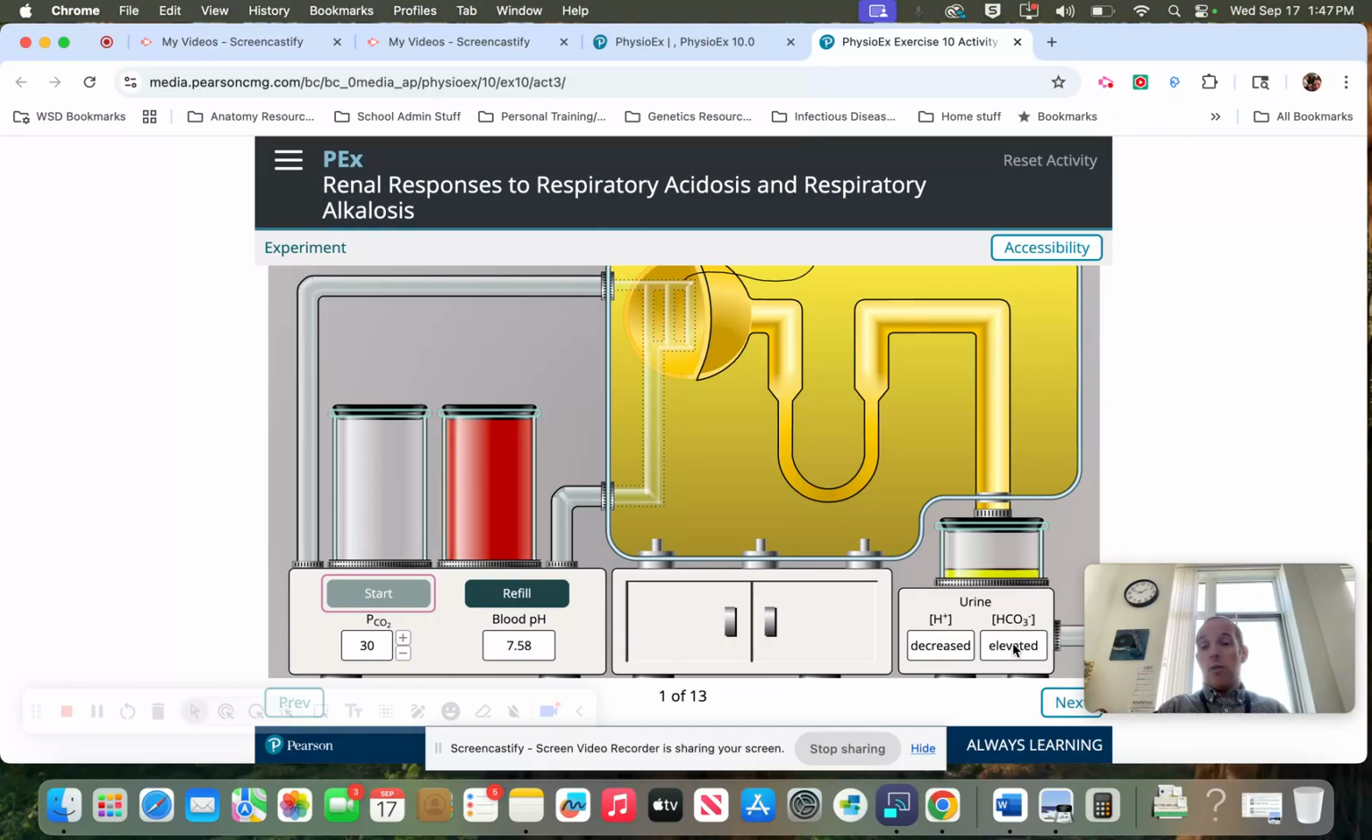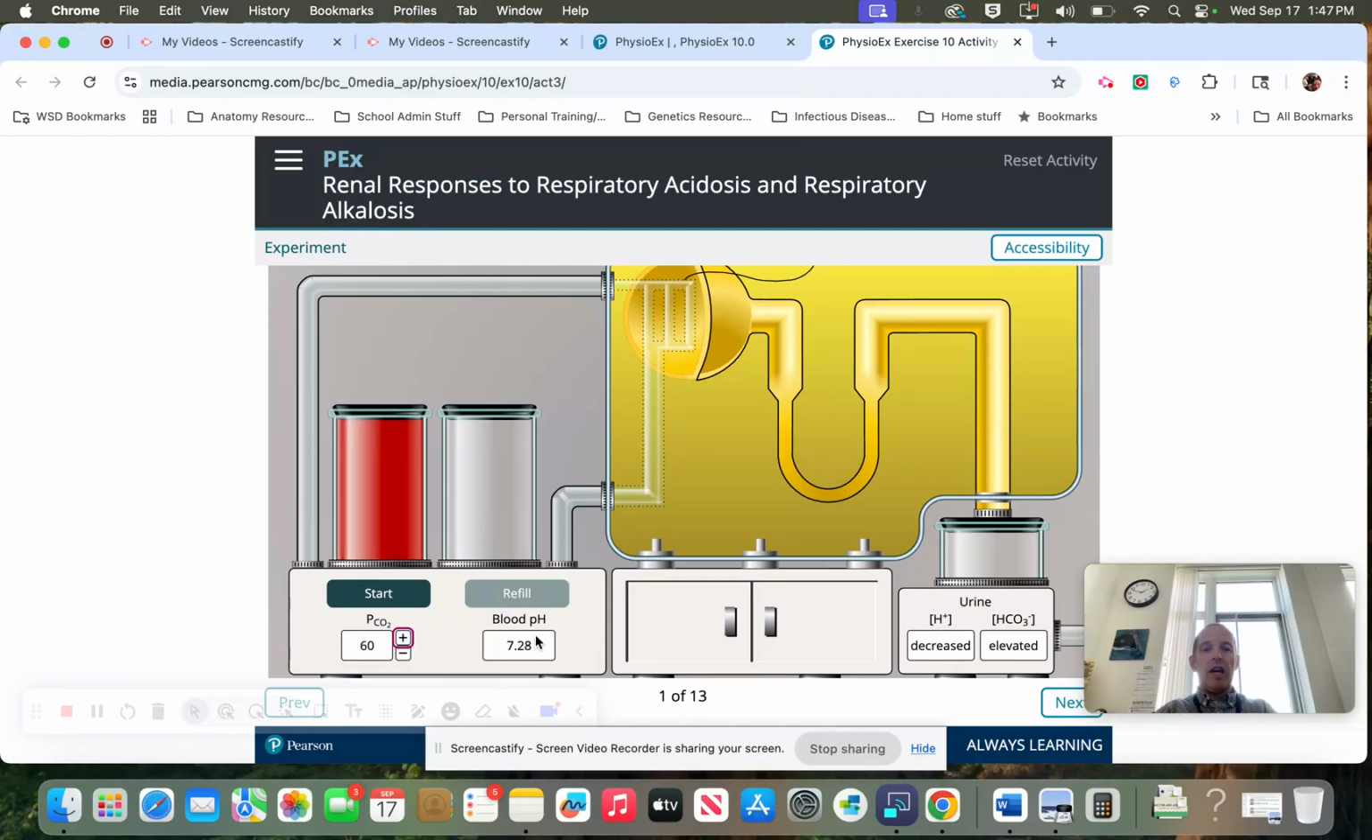Now, as we might have also predicted, we're getting rid of bicarbonate because retaining bicarbonate would raise the pH even further. So the levels of bicarbonate ion are elevated in this case in the urine. So we're getting rid of most of the bicarbonate that's left over. So that is what happens in response to respiratory alkalosis, a higher than normal pH. So we're going to go ahead and refill this, and then we're going to reset.